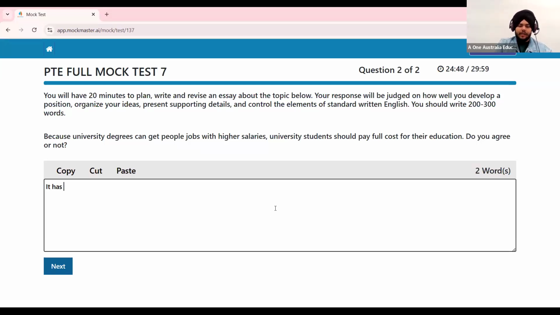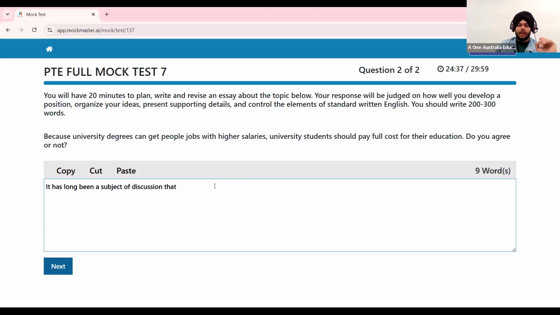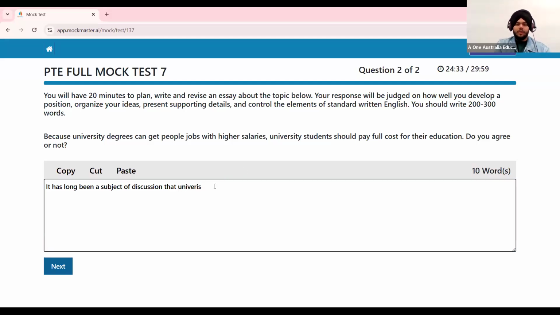Now my topic here, it has long been a subject of discussion that now you can either write down the whole thing. What I'll do is that university students should pay full cost for their education. Okay. Now the question here is grammatically wrong. So should pay the full cost of their education. Now that is a little better. That makes sense. Okay. So yeah, that is what we are going to do here today. So let's focus on it.